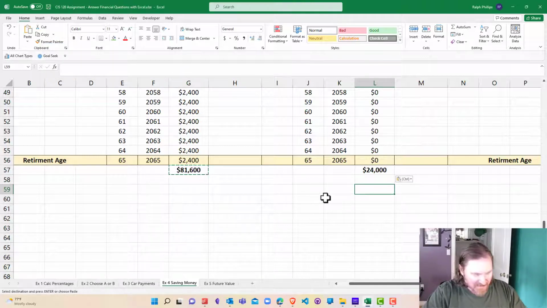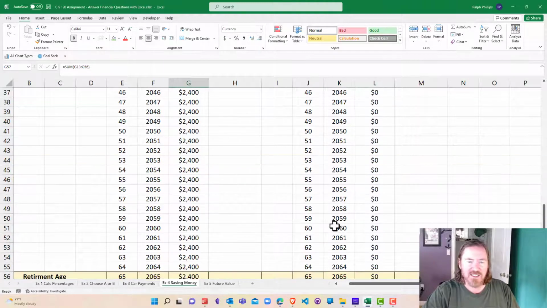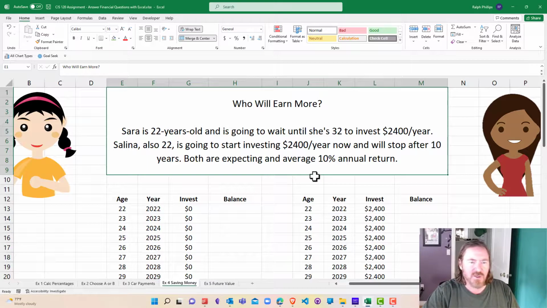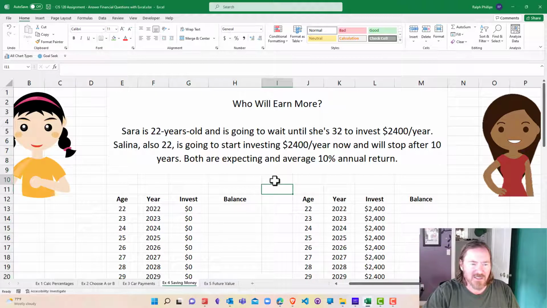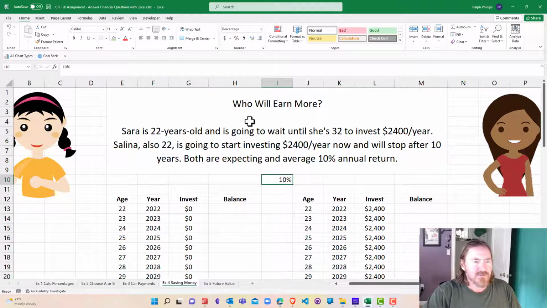So we can kind of see, all right, so who's going to be better off? The woman who invests 81 grand or the woman who invests 24 grand? Let's find out. Okay, now this can be a little bit tricky, but you know what? Something else I'm going to do is I'm going to take the 10% annual return that we're using. I'm just going to put that down here in a cell by itself. I'll stick it right there. 10%. And I'll bold that so I can see it clearly.